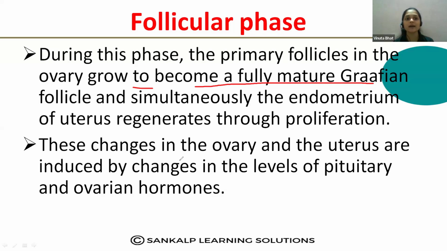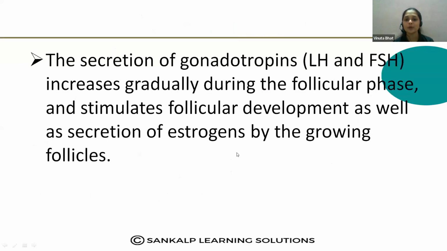So that stimulates the pituitary hormones. The changes in the uterus and the changes in the ovary stimulate the pituitary hormones. And these pituitary hormones release LH and FSH, luteinizing hormone and follicle stimulating hormone. These two hormones are released. These are called gonadotropins. They increase gradually during the follicular phase.